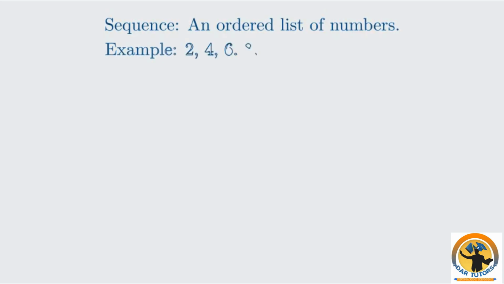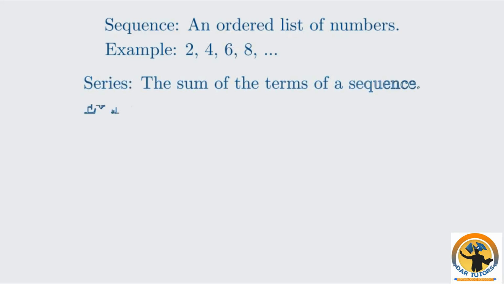First, let's clarify what a series is. You're likely familiar with sequences, which are ordered lists of numbers. A sequence is simply a list of numbers, like 2, 4, 6, 8, and so on. A series is closely related. It's the sum of the terms of a sequence. So if we take the terms of a sequence and add them together, we get a series. For our example, the series would be 2 plus 4 plus 6 plus 8, and so on.